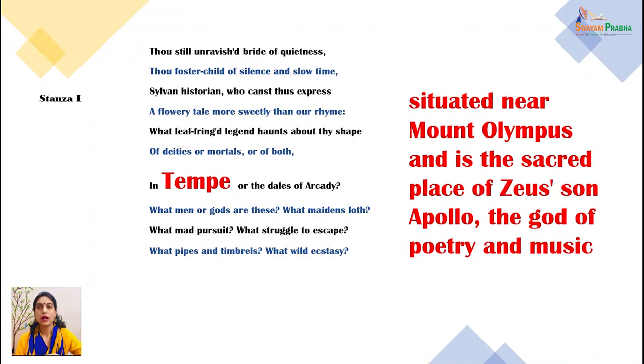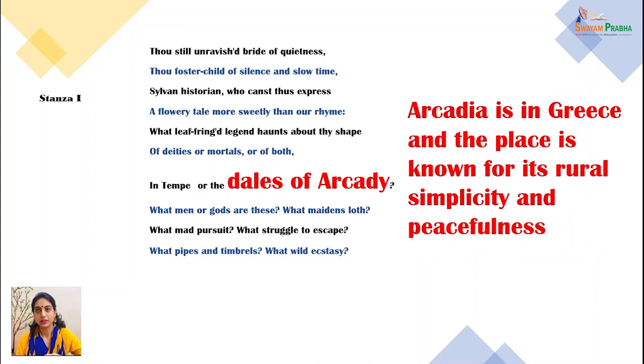Or if they are mortals, are they in the dales of Arcady? So Arcady is for Arcadia, which is in Greece, and the place is known for its rural simplicity and peacefulness. So here it suggests that the scenes on the vase depict the bucolic or pastoral atmosphere, and the poet does not know which part of Greece they are in.